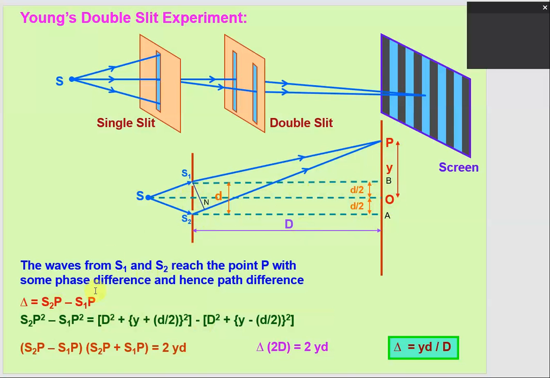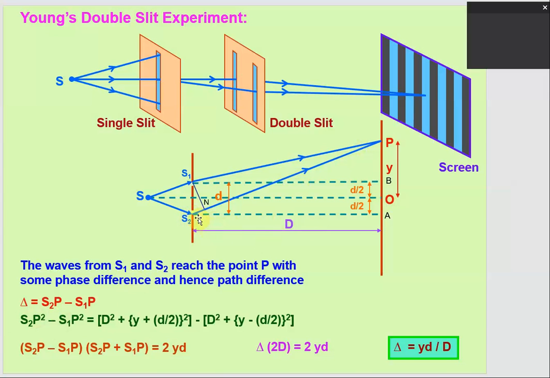Now we have to substitute the value of this perpendicular, which is PA, for S2P. First we are writing the value of S2P. So S2P square is equal to PA square, where PA is equal to y plus d by 2. So this distance is d by 2. So S2P square is equal to y plus d by 2 whole square plus S2A, which is D, square. So this is what we are writing here in this triangle S2PA, using the Pythagoras theorem, and substituting the values for S2P square.